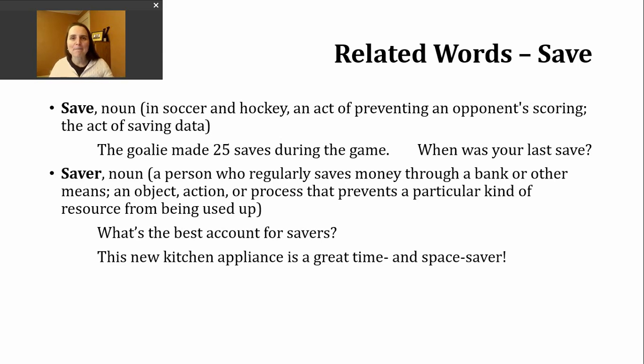So you might imagine some sort of appliance that is trying to be sold to consumers, right? And their pitch is, this is going to save you a lot of time when you're cooking. And maybe it has many different functions. So it replaces a number of different appliances. And so you don't have as many things in your cupboards or on your counter. That's the idea there. It's preventing either time or space from being used up.